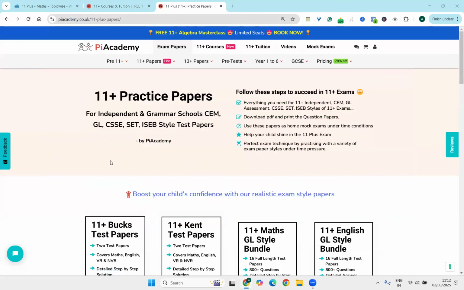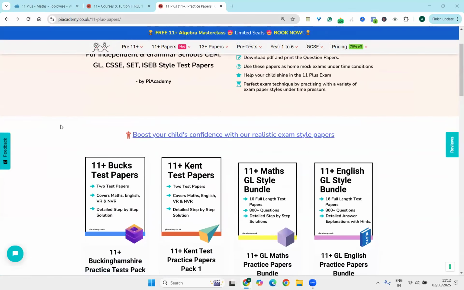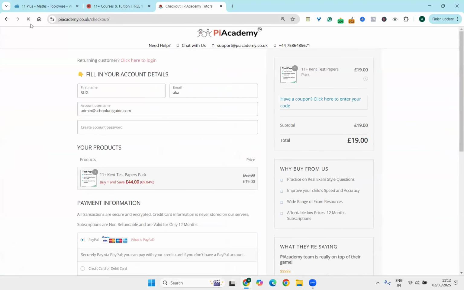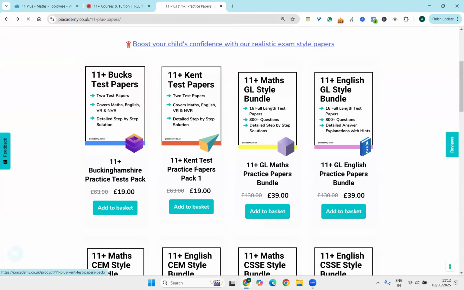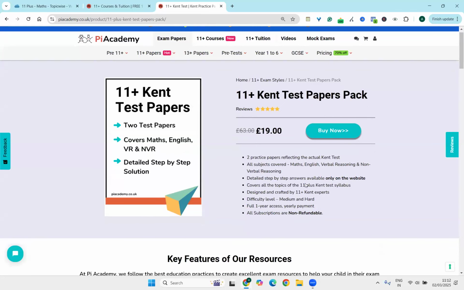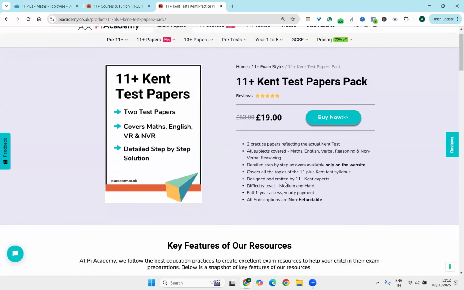Advaita has a question. Is there a Kent past paper? Yes, there is. So as you can see here, we have our Kent test papers. In the Kent test papers, you would be unlocking 2 test papers, which cover the latest Kent format. So we have Maths, English, VR, and NVR being covered in the Kent test. There are 2 practice papers, and we also have the detailed step-by-step solutions for each of the questions in the paper. The difficulty level is medium to hard to make sure that you're really well prepared for the final examination.